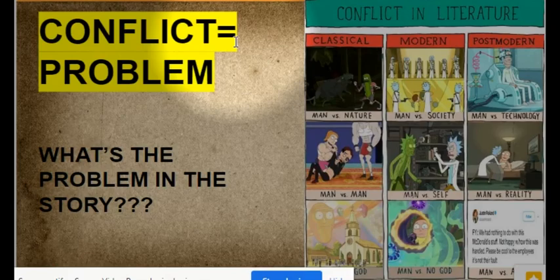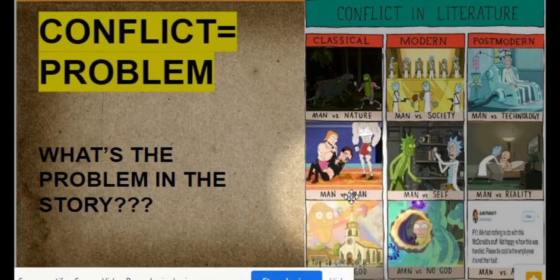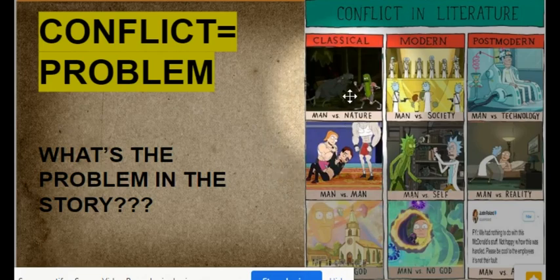So the conflict of a story is the problem in the story. So whenever you're reading a story, you might say, what is the problem here? And we have a chart here that kind of talks about the major conflicts in literature. Here are the main ones. Man versus nature is where the main character is fighting off against something in nature, whether that's natural phenomenon, whether that's things in nature like animals or whatever.